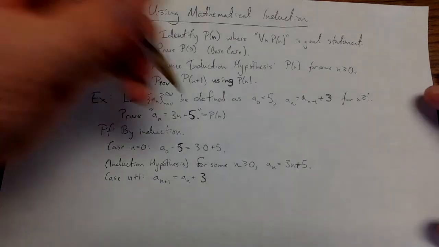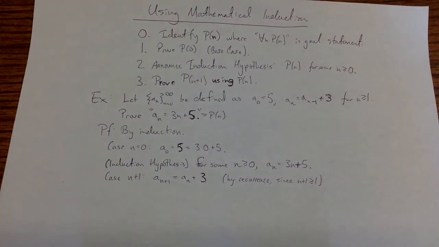And that's an important thing. It's a very subtle point, but it's really important that I can actually use this recurrence relation because n plus 1 is actually a number at least 1, which means I can use this definition here. But now I want to actually use my previous statement.